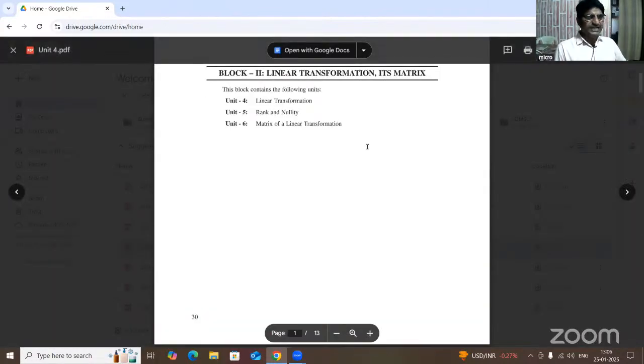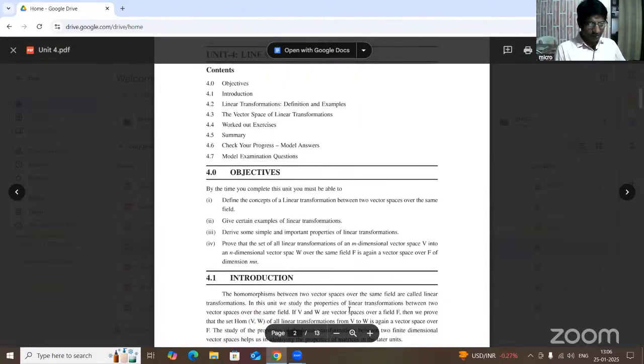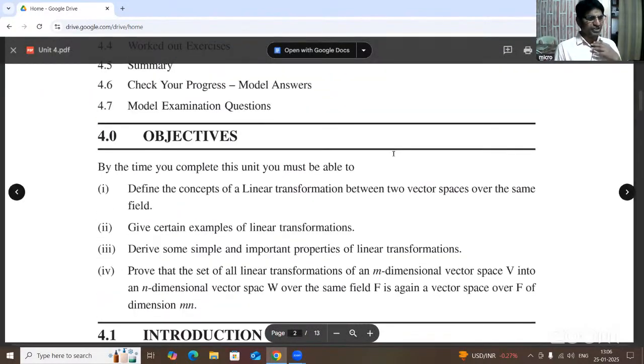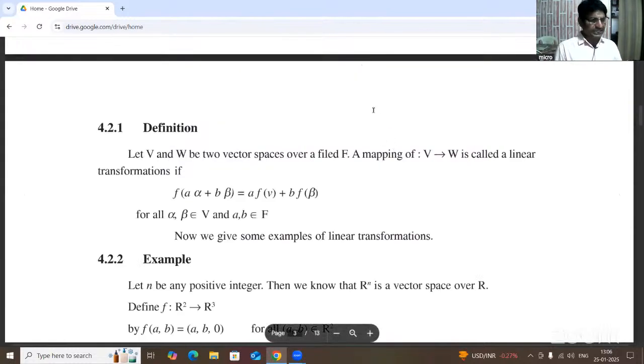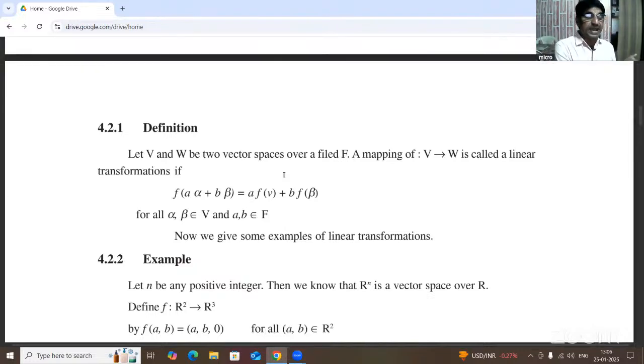Now that is the linear transformation. This is the second block. Linear transformation. What is the linear transformation? Now it is simply understood here. Okay. Transformation means it is a mapping.